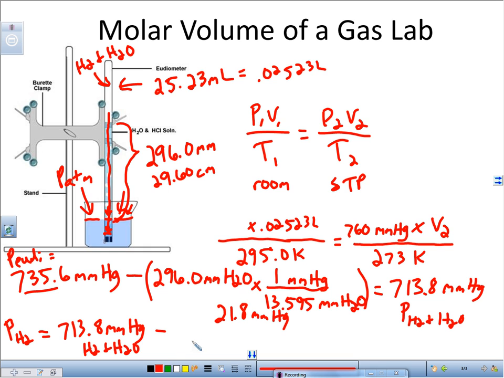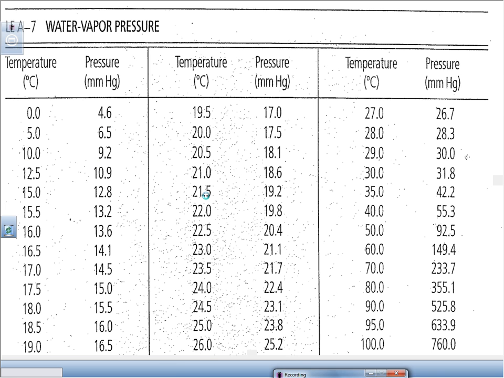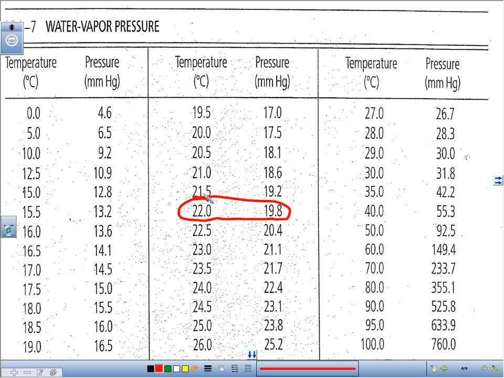Well, I'm going to have to go to a slide to figure that out. This is a piece of paper that you have. You have a green sheet with water vapor pressure on it. It looks like this. The temperature we had was 22 degrees. So the water vapor pressure at that temperature is 19.8. So 19.8 millimeters of mercury is the water vapor pressure at 22 degrees Celsius. That is the amount of pressure that water would put on that.